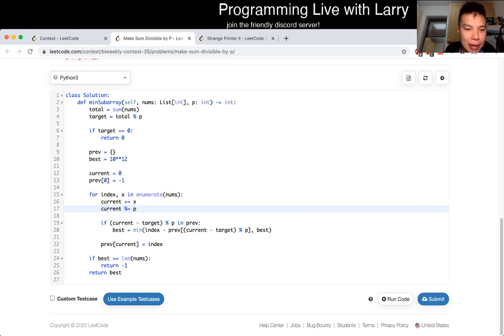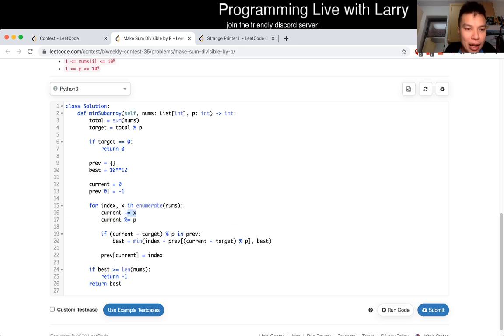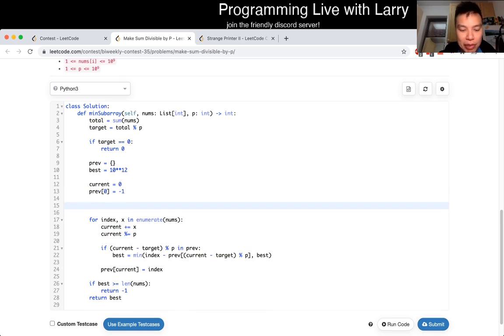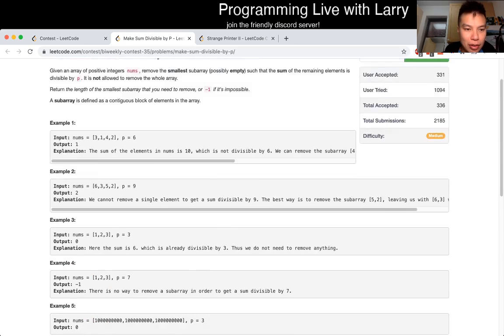The idea here is that basically you take a prefix sum, which is the current one here, you take it mod p, and then you try to find the number such that your prefix sum minus the target is equal to p. So again, this requires knowledge of the prefix sum. Okay, let me actually print this out.